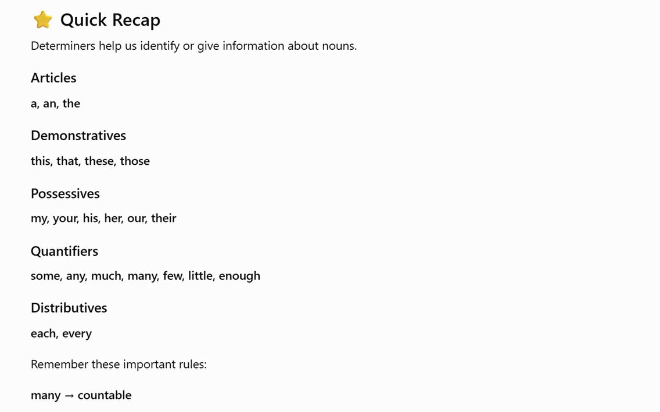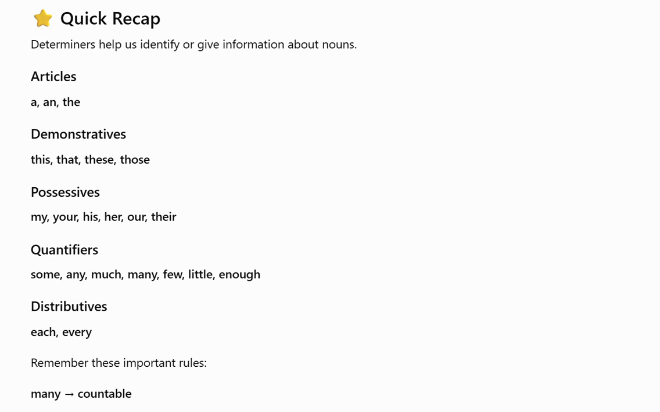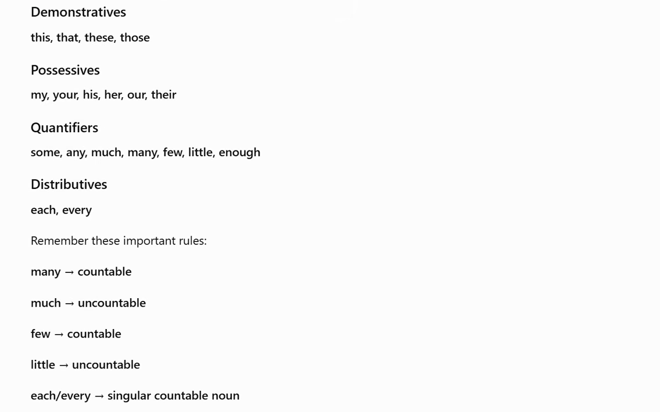Quick recap. Determiners help us identify or give information about nouns. Articles, a and the. Demonstratives, this, that, these, those. Possessives, my, your, his, her, our, their. Quantifiers, some, any, much, many, few, little, enough. Distributives, each, every.